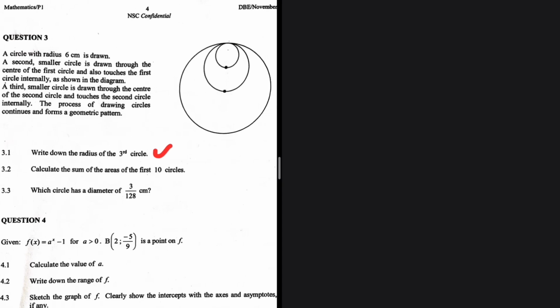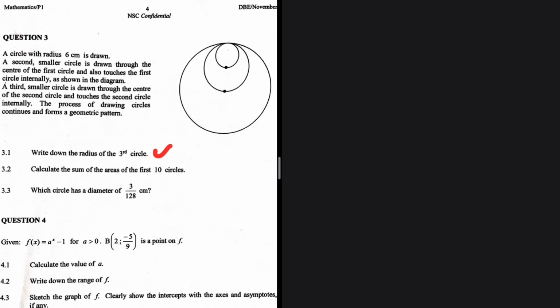A circle with radius 6 centimeter is drawn. A second smaller circle is drawn through the center of the first circle and also touches the first circle internally as shown in the diagram. A third smaller circle is drawn through the center of the second circle and touches the second circle internally. The process of drawing circles continues and forms a geometric pattern. Okay, so that is what we have. They form a geometric pattern.